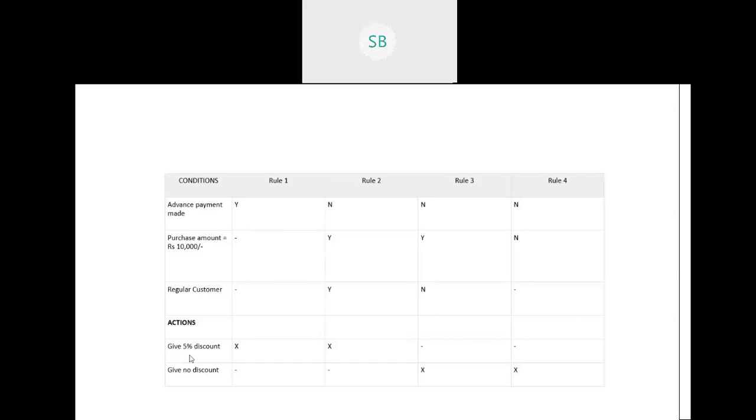So there were these actions, right? Give 5% discount or no discount. Here you see only one Y is there, so obviously we can give them 5% discount. Here two Y's are there, the number of Y's is greater than N, so obviously we can give them 5% discount. And here two N's are there, so we cannot give them any discount. So we are marking it here, and here also no discount, so we are marking it here. So we need to count the number.